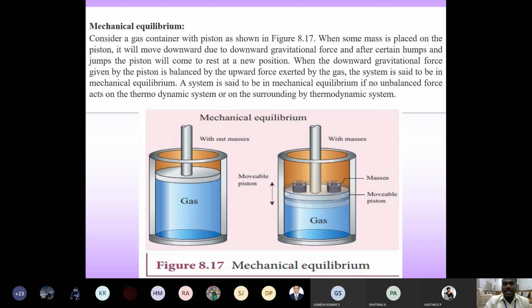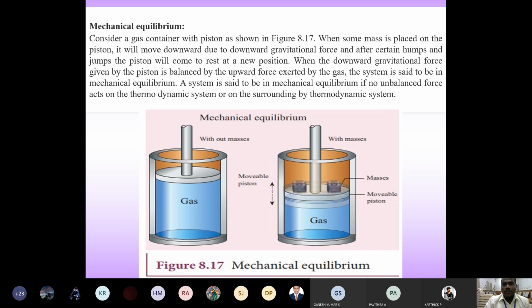The system is then said to be in mechanical equilibrium. So there is an equilibrium of forces. We are giving the downward force due to gravity, and the upward force is exerted by the gas to balance this downward force. After some time the system will be in equilibrium, and we call this mechanical equilibrium, right?